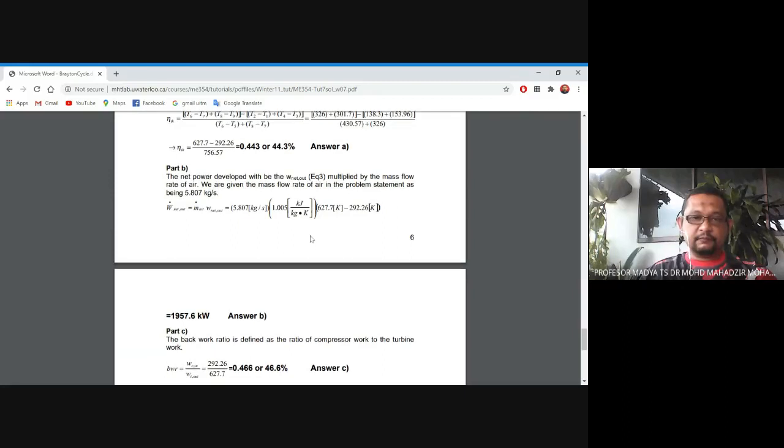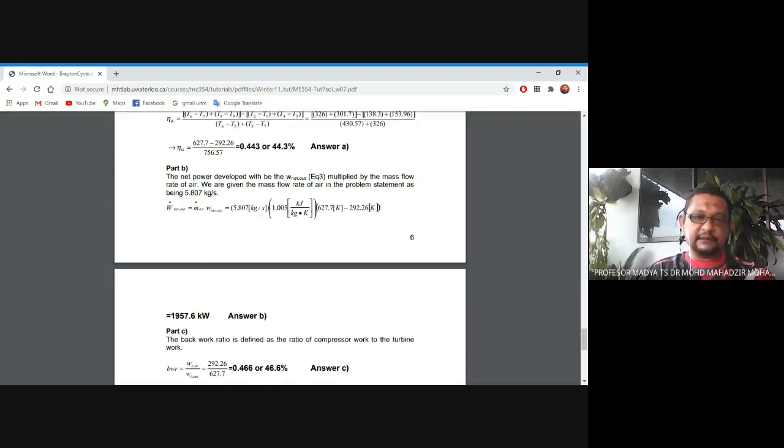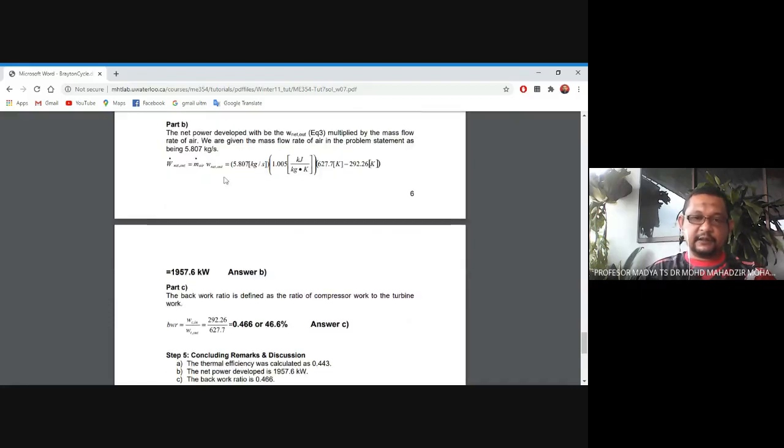Okay, for B, it wants you to find the power. Power means you have to multiply net work by m dot air, because the unit of power is kilowatt. The m dot air has been given in kilograms per second, and multiplied by joules per kg, you will get the answer in kilowatts. This is the answer for the power of this system.